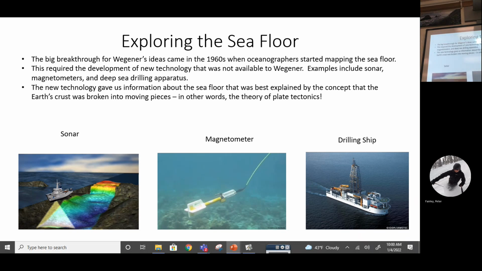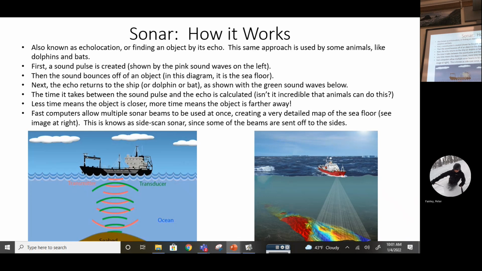Okay, so we're going to talk about sonar. Then we'll talk about the magnetometer, the magnetic data, and then we'll talk about what we found from drilling into the seafloor. So let's start by talking about how sonar works. Sonar is also known as echolocation, and we find an object by its echo, by using sound to find the distance to an object. The same approach is used by some animals, like dolphins and bats, who use echolocation to find their food or to find their way around in the dark.